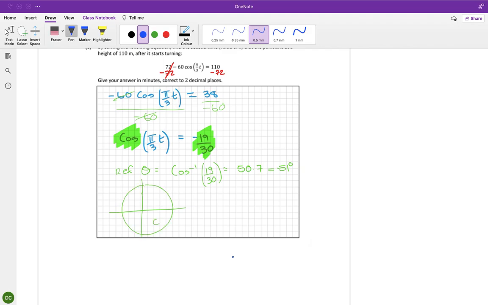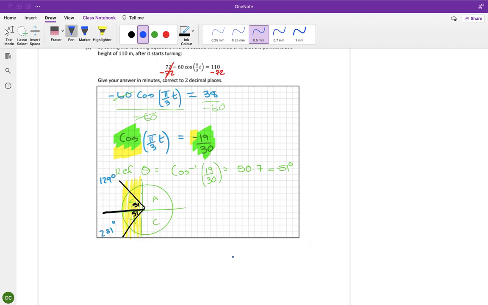So CAST. According to this, I am looking for where cos is negative. So that's these two over here is where cos is negative. So I work off this line and I'm going to make a 51 degree angle here and a 51 degree angle here. So the top one is 180 minus 51, which is 129, and the bottom one is 180 plus 51, which is 231.